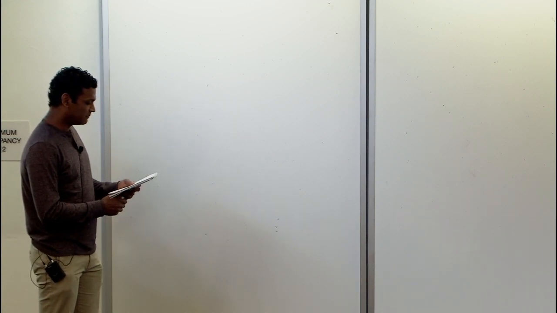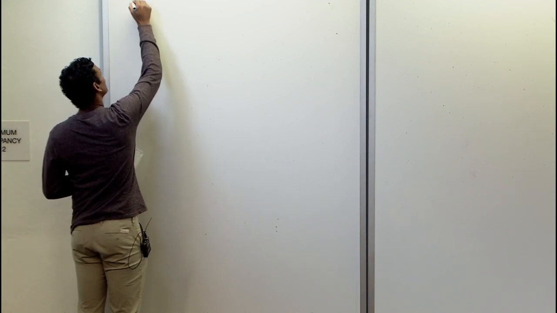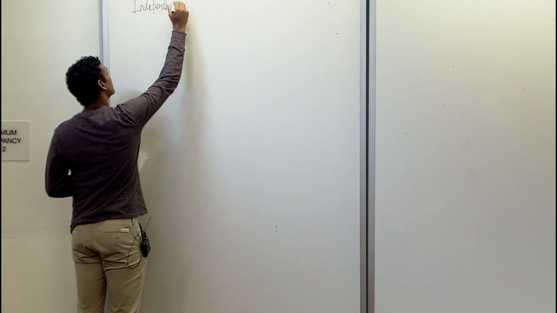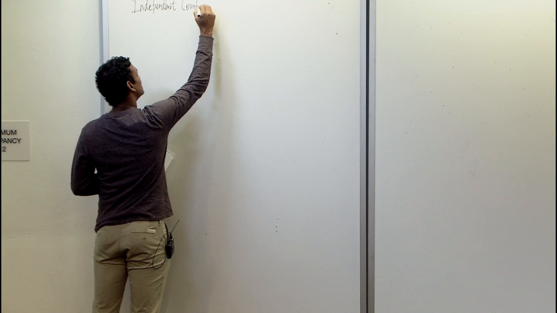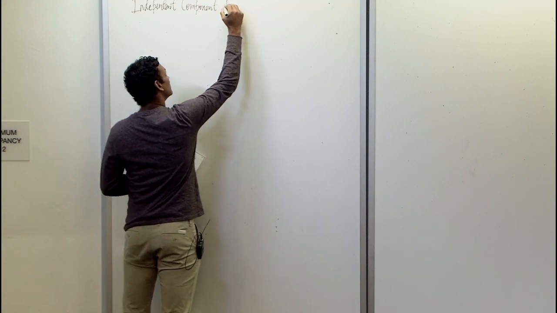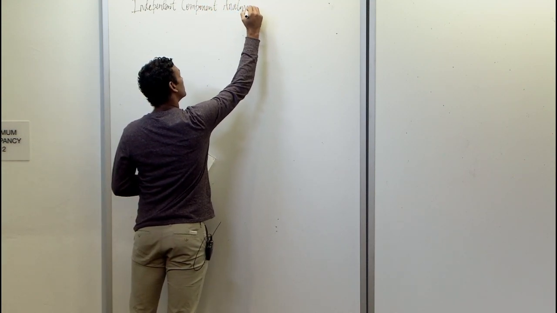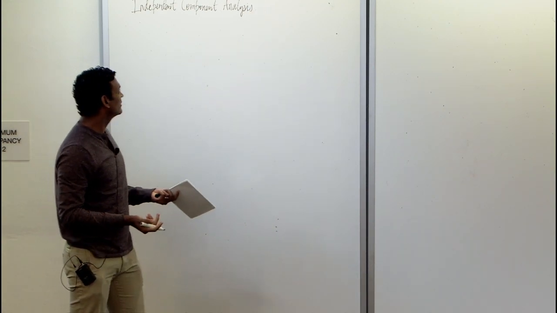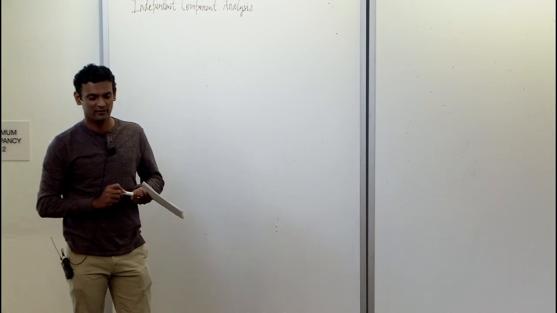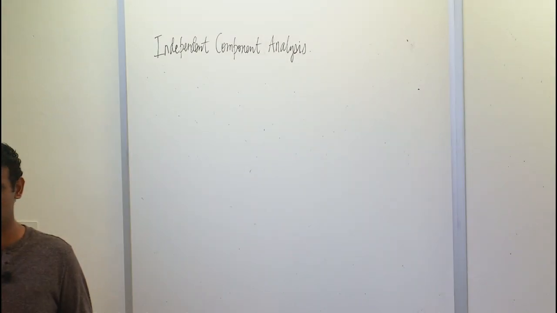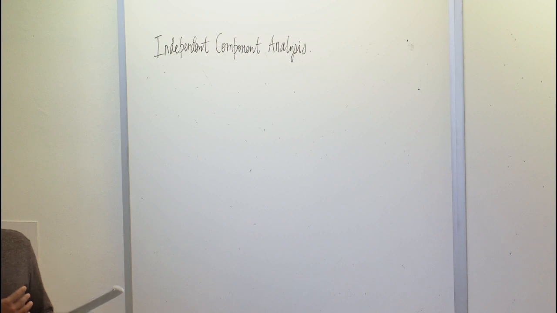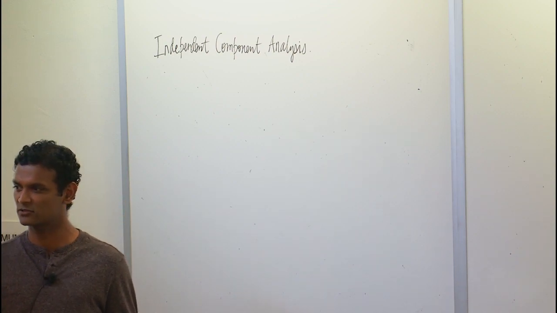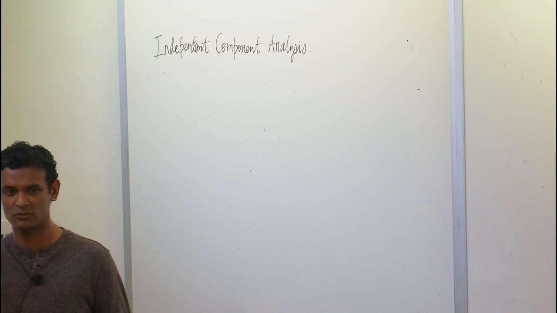Okay, so the problem is independent component analysis. It falls under what we now call unsupervised learning. So there's data that's generated from some model. In this case, a probabilistic model that I'll describe in a second. And the model has some latent structure, and your algorithmic problem is to recover that structure.